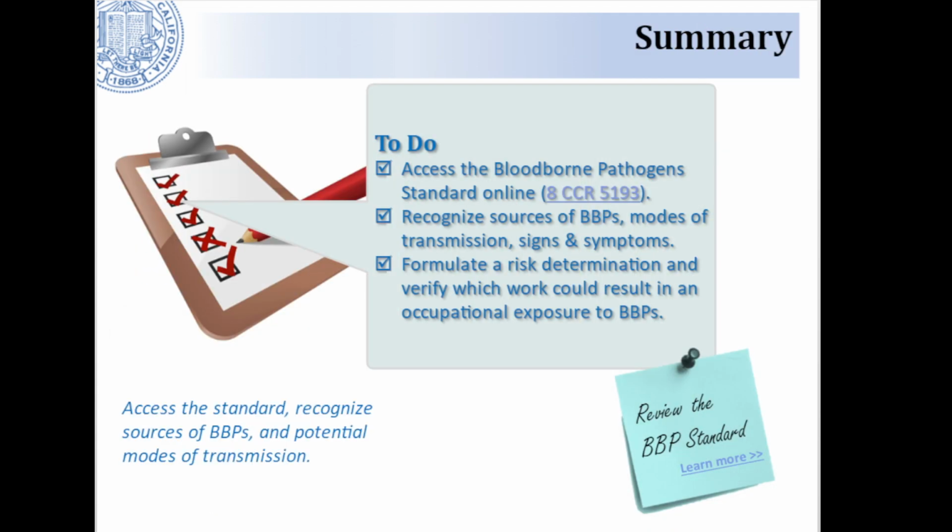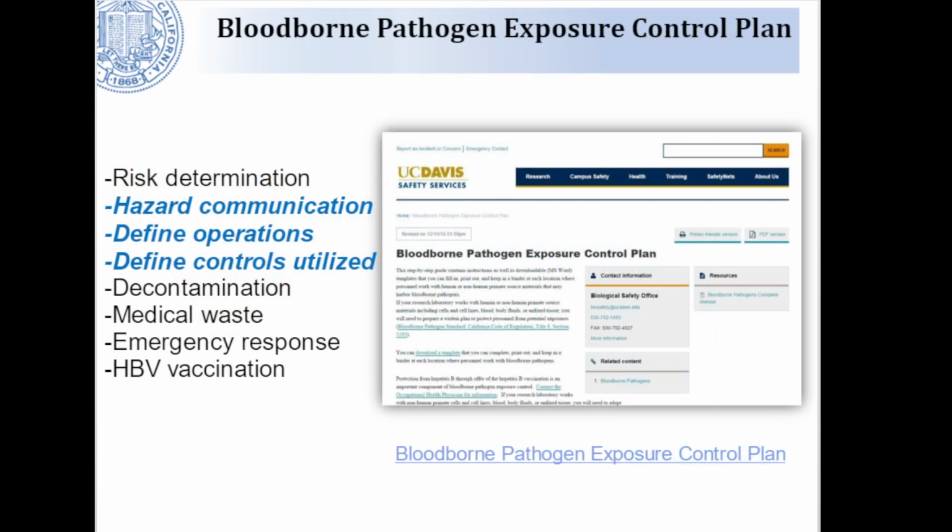Remember that in order to form a lab-specific BBP ECP, you should perform a risk determination of your experimental studies to understand the potential biohazardous risk of working with materials that may contain bloodborne pathogens. This includes recognizing sources of BBPs, modes of transmission, signs and symptoms of BBP infection. Once the risk of occupational exposure to BBPs has been determined, these hazards should be identified within the lab and labeled in order to communicate the potential hazards.